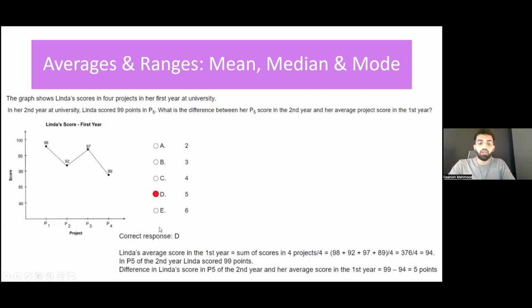So basically, in her second year at university, Linda scores 99 points in P5. This is one of those questions where they give the sentence. I didn't like the way they worded it. I would prefer to draw this out myself. But she got 99 in her second year in P5, which is one of the exams, I'm guessing. What's the difference between her P5 score in second year and her average project score in first year? So you just find the average of these four numbers, add them together, divide by four, and it gives you 94. 99 minus 94 is 5 points, and that's D.